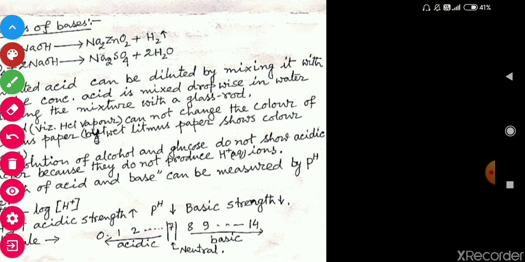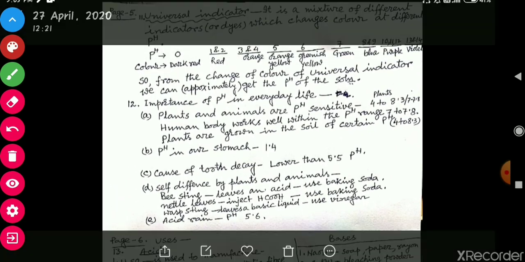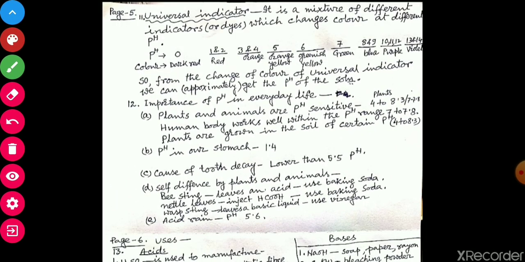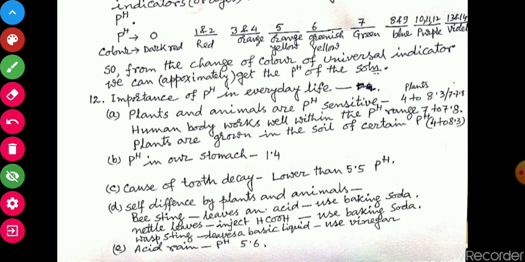Now, universal indicator. It is a mixture of different indicators or dyes which changes color at different pH. When pH is 0, the color is dark red. When pH is 1 and 2, it is red. pH 3 and 4, orange. pH 5, orange yellow. pH 6, greenish yellow.